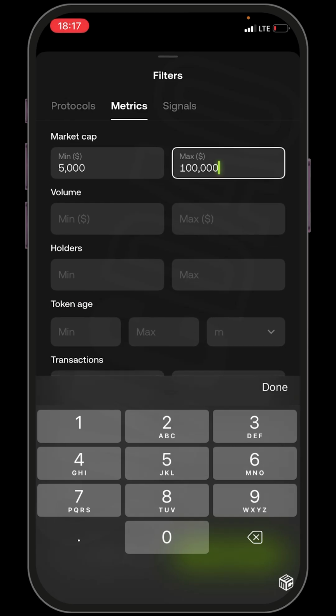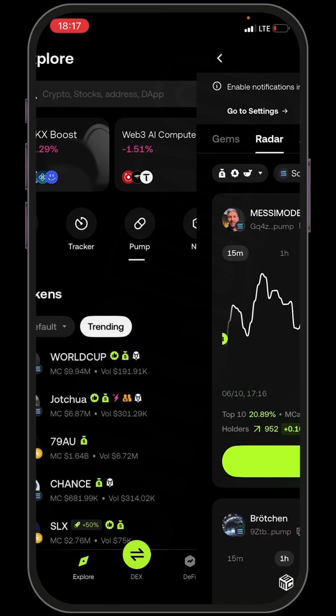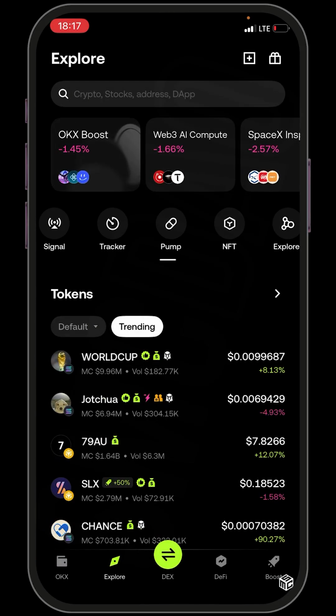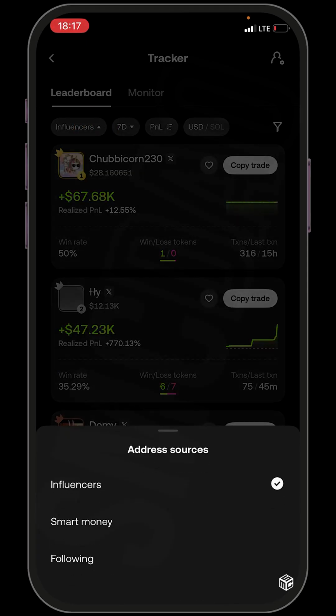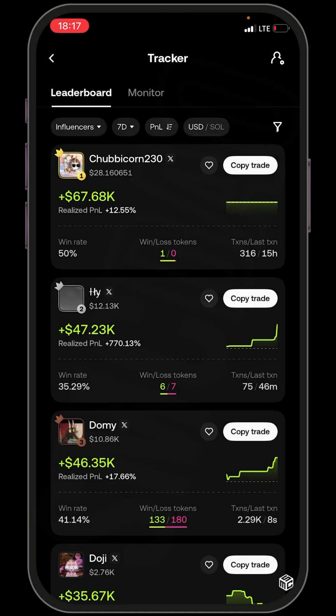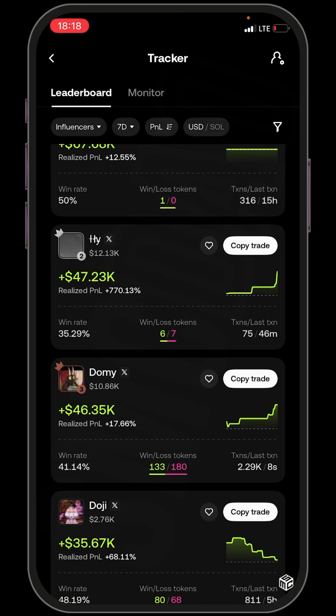So next up is the tracker feature. Let's head back. Let's click tracker. So guys, the tracker is your personal spy. Yeah, more like a spy. So inside you'll see a leaderboard, and the leaderboard categorizes the top performing players into two lists. Okay, we have influencers and smart money. So instead of guessing who is actually good at trading, OKX ranks them by their real on-chain win rates, okay, and profits. For instance, you could see this trader right here, MEXC, has a win rate of 41.14%.